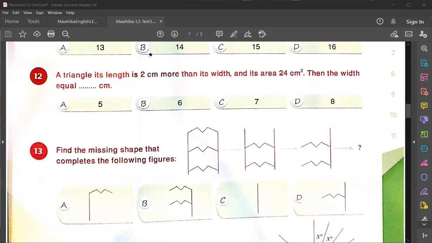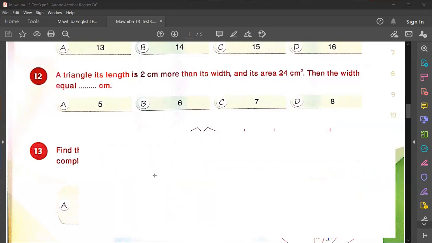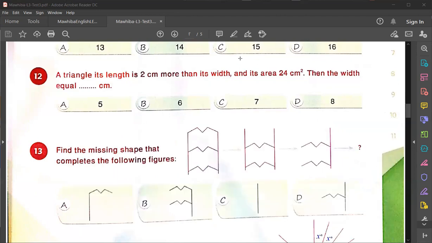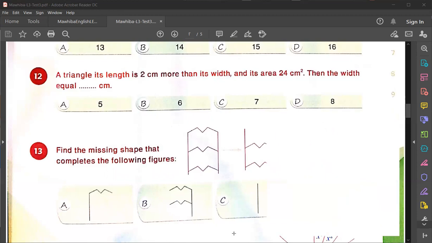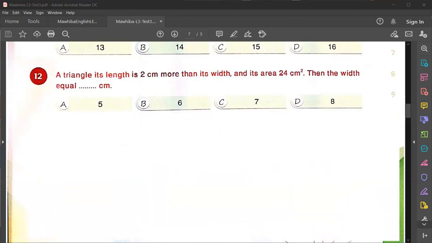So we solve again because we have a misunderstanding between base and width. Okay. Are you with me, my student?